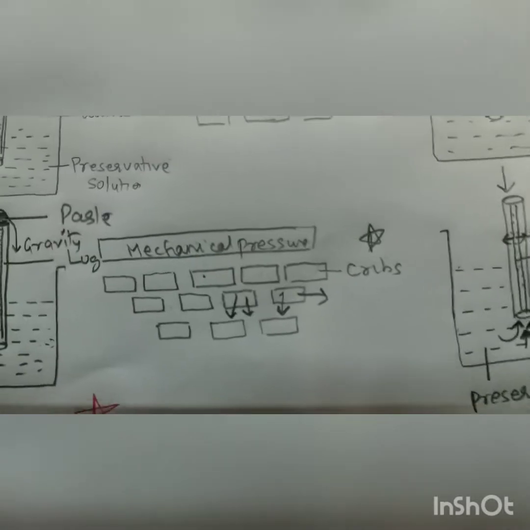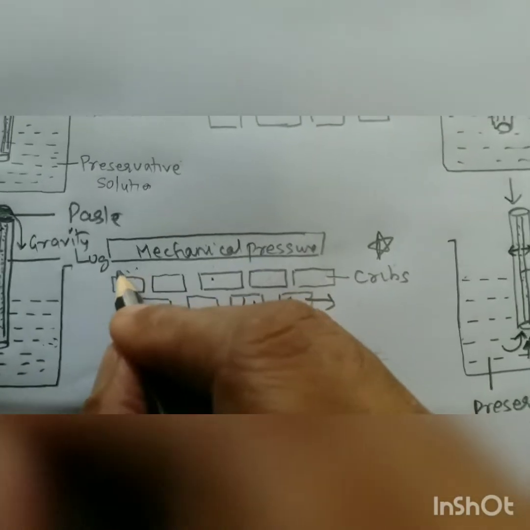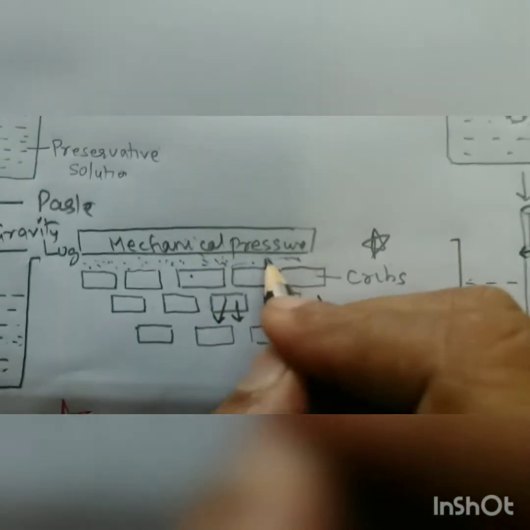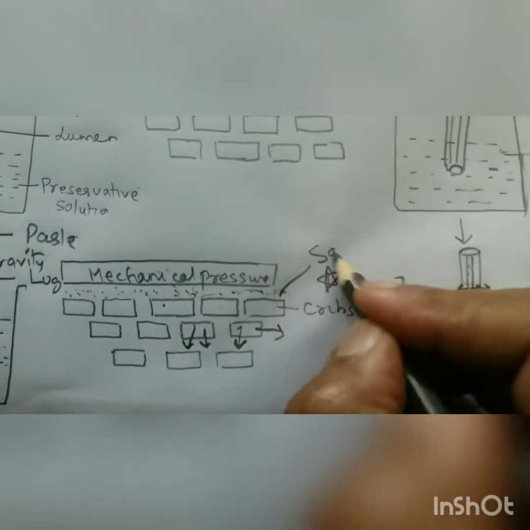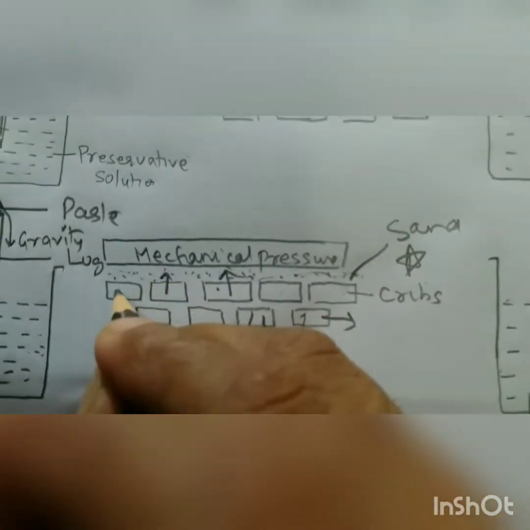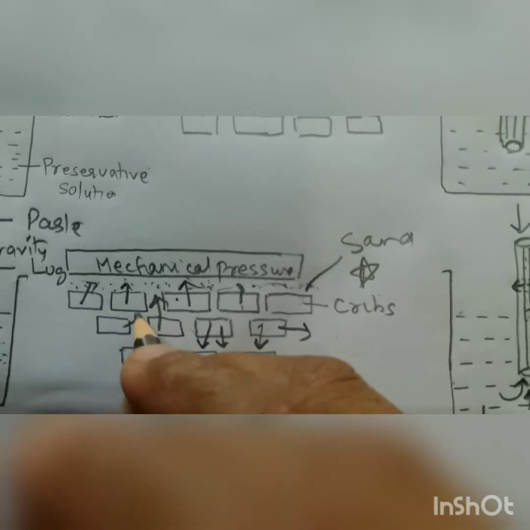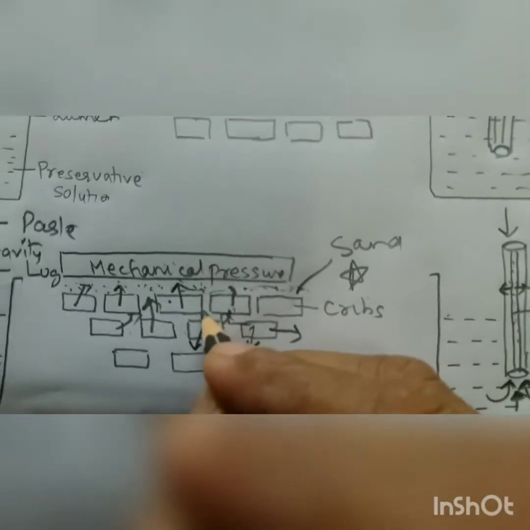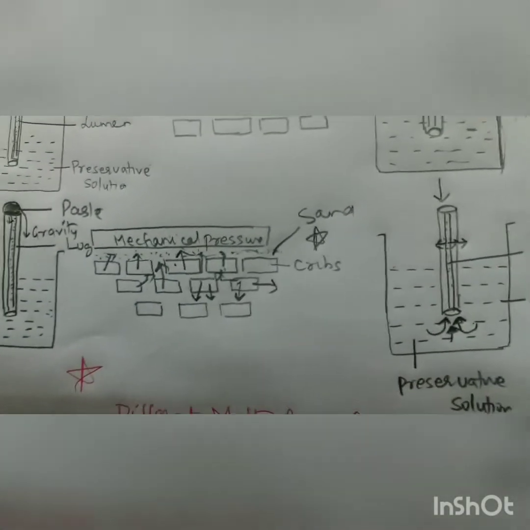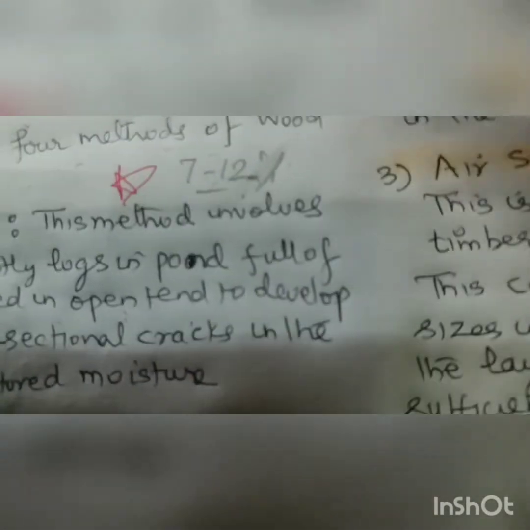See, here we have these cribs. So what we will do, besides mechanical pressure, we also spread a sand layer on it. And the sand layer being dry, it takes the moisture, and this moisture moves towards the lesser point, and in this way the sawn sizes are seasoned to a moisture of 7-12%, right? This one.